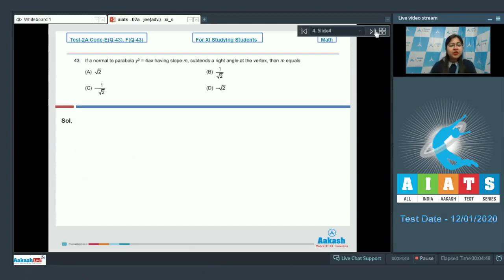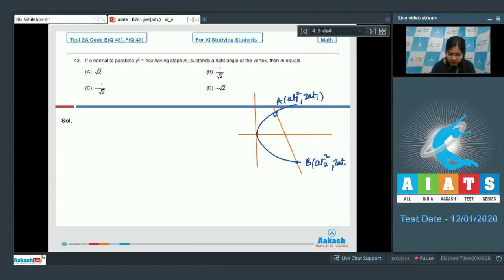Next is question number 43, which says if a normal to a parabola y square equal to 4ax having slope m subtends a right angle at the vertex, then we have to find the value of m. Let us say these are the coordinate axes and this is the parabola, and we have a normal drawn here like this. Let us say at point A, and point A is a t1 square comma 2a t1, and this point B is a t2 square comma 2a t2. Now if a normal at A passes through B, then we know the relation between t1 and t2.